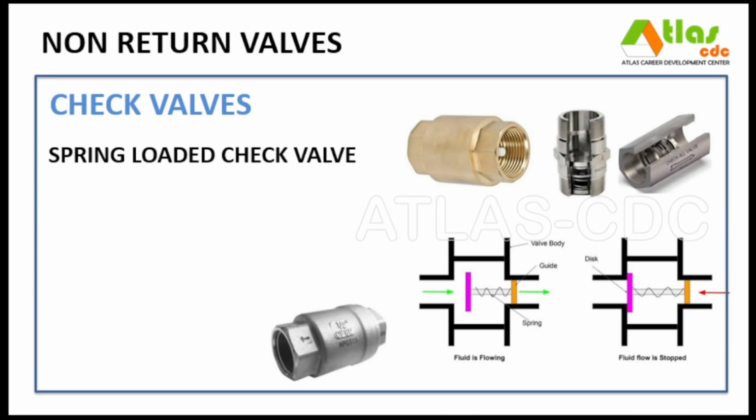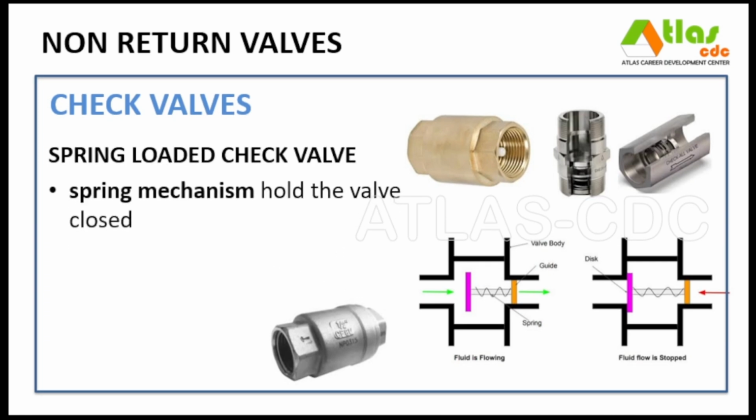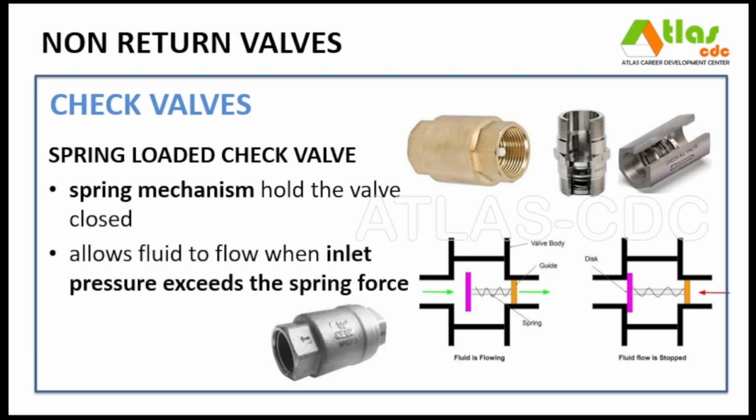A spring-loaded check valve uses a spring mechanism to hold the valve closed until the inlet pressure exceeds the spring force, allowing fluid to flow in one direction. Its function is to provide automatic backflow prevention with a quick closing response.